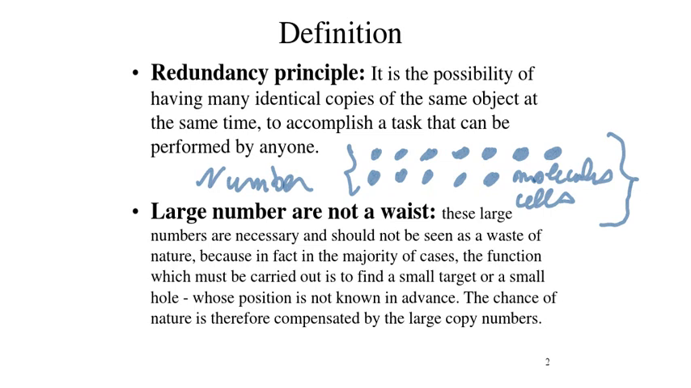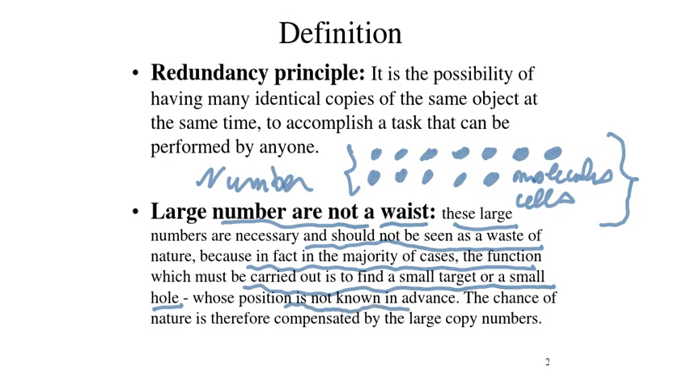So let me state the second thing. When you have a large copy number, it's not necessarily a waste. We can imagine that you have a lot of molecules, a lot of cells, so you can take some of them. But actually, these large numbers are necessary and should not be seen as a waste of nature, because in the majority of cases, the function which must be carried out is to find a small target or a small hole, the position of which is not known in advance. The chance of nature is therefore compensated by large copy numbers.